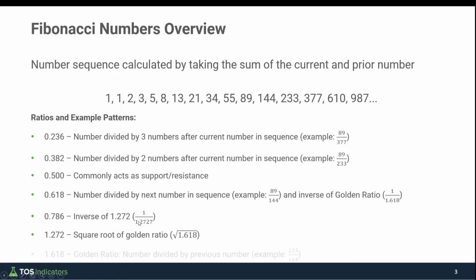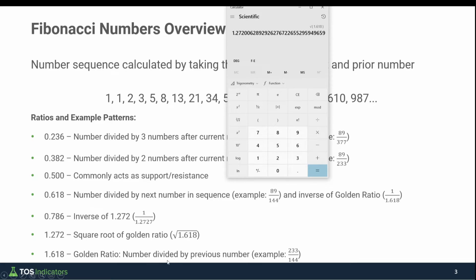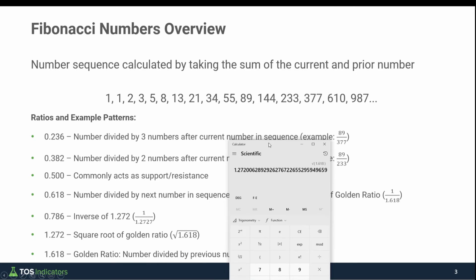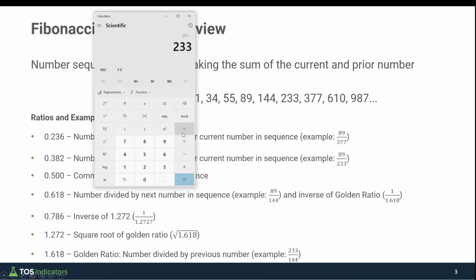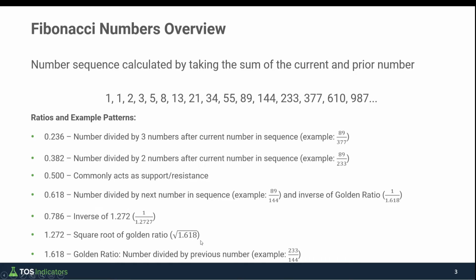And then finally, we have the last ratio that we use, which is 1.618, the golden ratio, and that's calculated by taking the number divided by the previous number. So for example here, if we use 233, that would be divided by 144, 1.618. If we took 89, the example we've been using, divided that by 55, 1.618. So just like that, we have the different ratios that we use inside of our tools.